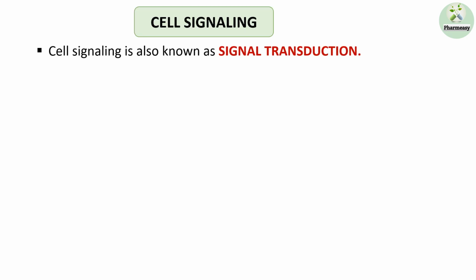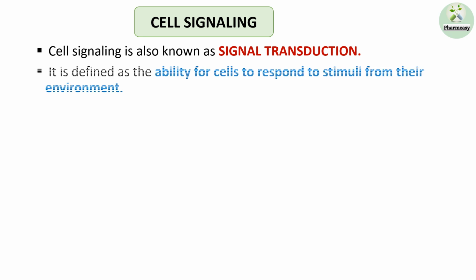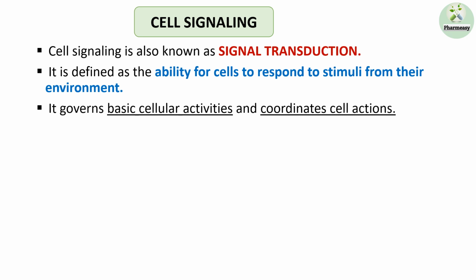Next topic is cell signaling, which is also known as signal transduction. It is defined as the ability for cells to respond to stimuli from their environment. And it is the process of cellular communication within the body driven by cells releasing and receiving hormones and other signaling molecules. As a process, cell signaling refers to a vast network of communication between and within each cell of our body. And it governs basic cellular activities and coordinates cell actions.